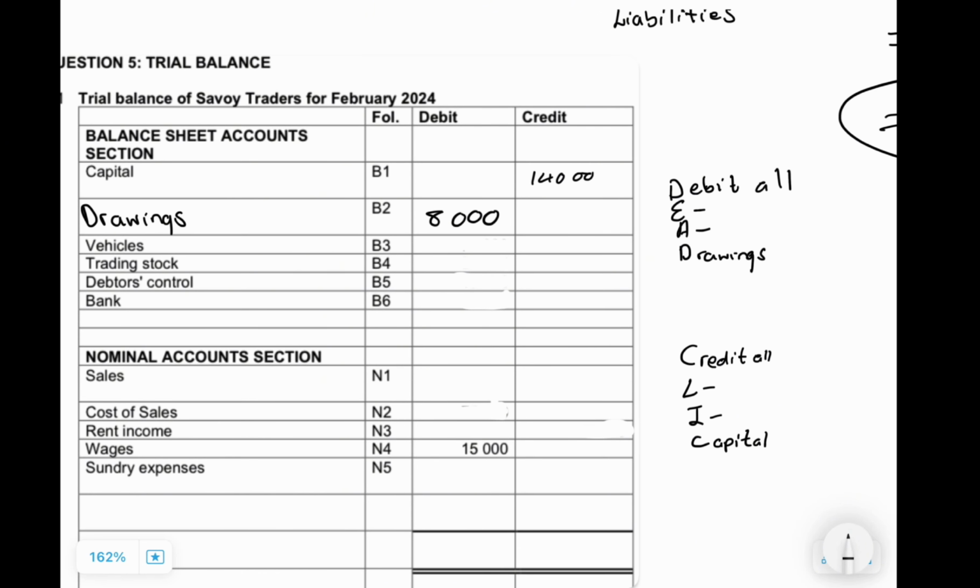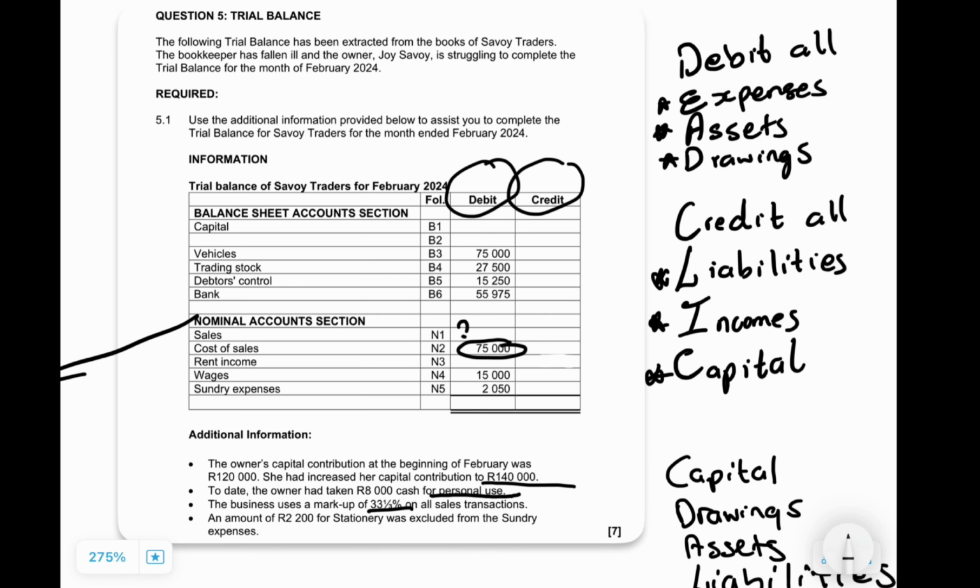So this is our sales amount. Our sales is in the nominal account section, where you put in your incomes and your expenses. We know that our sales is an income, and our incomes are on the credit side, which means now you have to credit your income amount, 112,500. The last one says an amount of 2,200 for stationery was excluded from sundry expenses.